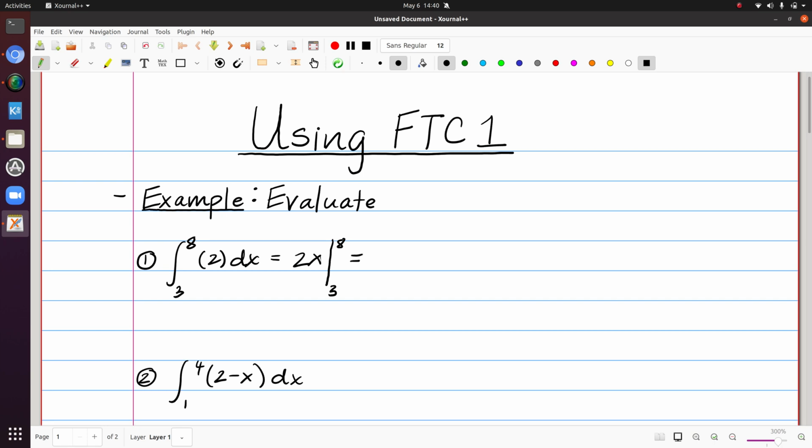So this says take 2 times 8 and subtract 2 times 3. So we're going to take 16 minus 6 and end up with 10.